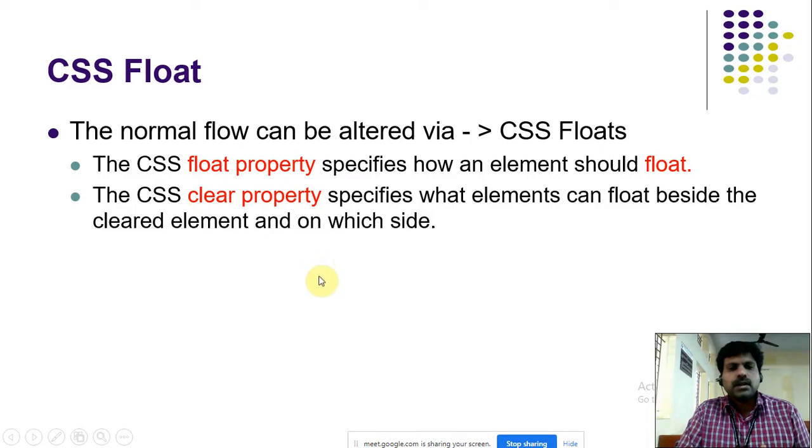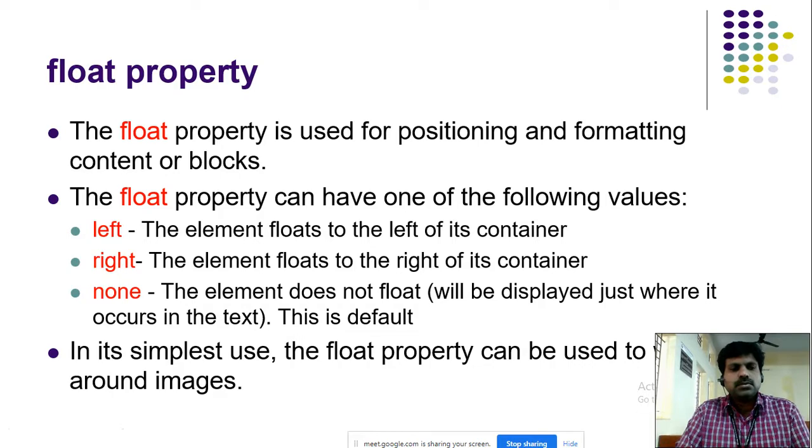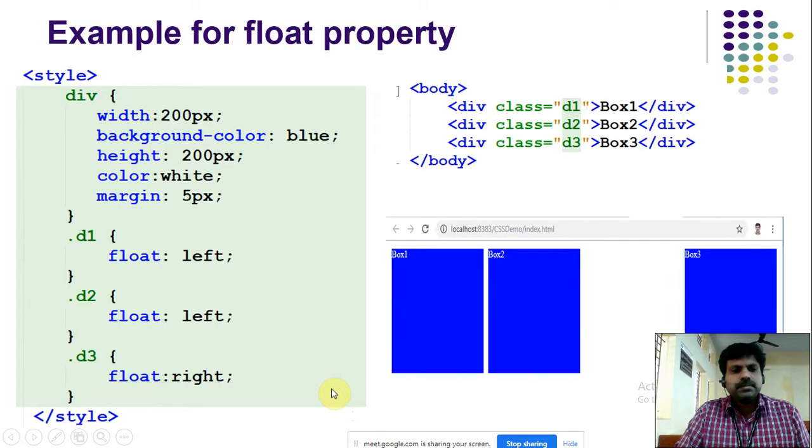Now let's see one example of how to use the float property. The float property can take these values: we can float left side, or right side, or you can completely disable the floating behavior using the none value. So these are the possible values for float. For example, here I have classes box 1, box 2, box 3. I'm having some common dimensions and some colors. Here is how we can use the float property, like this, float left.